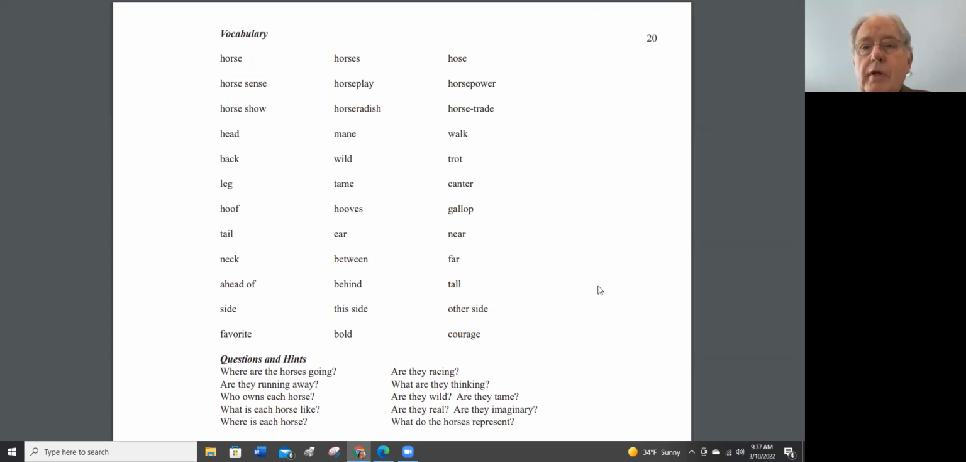This is the vocabulary list for 3 horses and the questions and hints. I should say that the questions and hints are there to be provocative. Students do not generally try and answer all of them, which is fine. They can also be used for discussion in class.